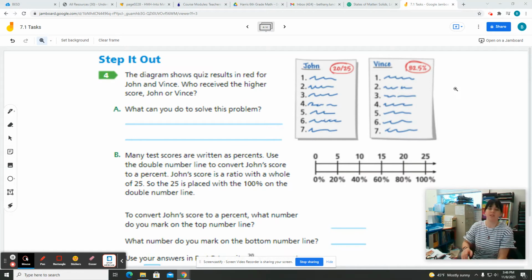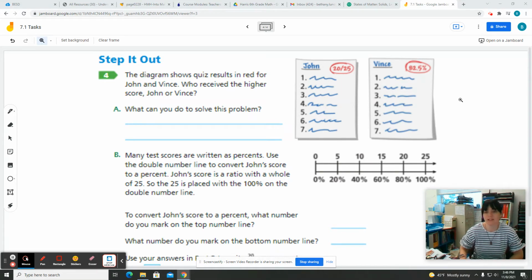Well, let's find out, because here we have John that has 20 out of 25 points, and then Vince got 82.5%. Well, that's a problem because they aren't the same. One is a fraction and one is a percentage. So part A asks, what can you do to solve this problem? Well, what would make it easier to solve this problem? How could we figure out who received the higher score?